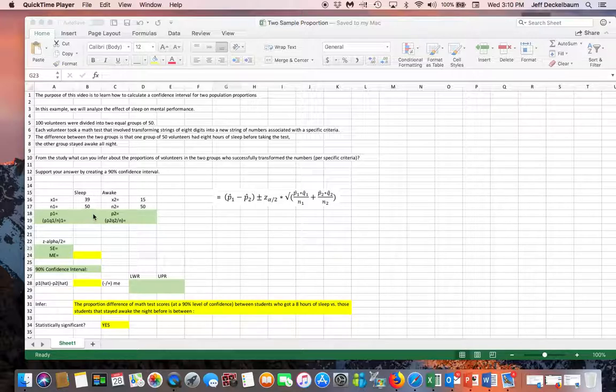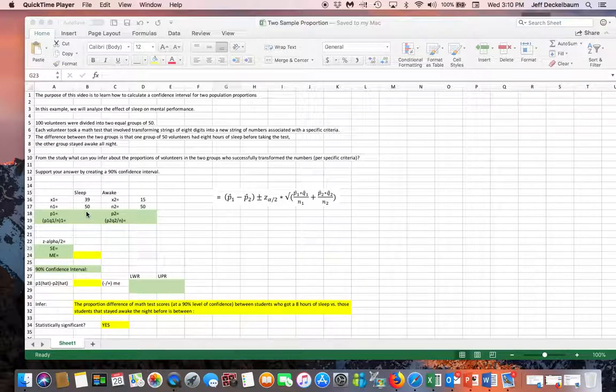So the first group of 50, after a full night of sleep, 39 out of 50 students were able to complete this test successfully, while in the group of students that were awake the night before, only 15 of 50 were able to complete the task successfully.